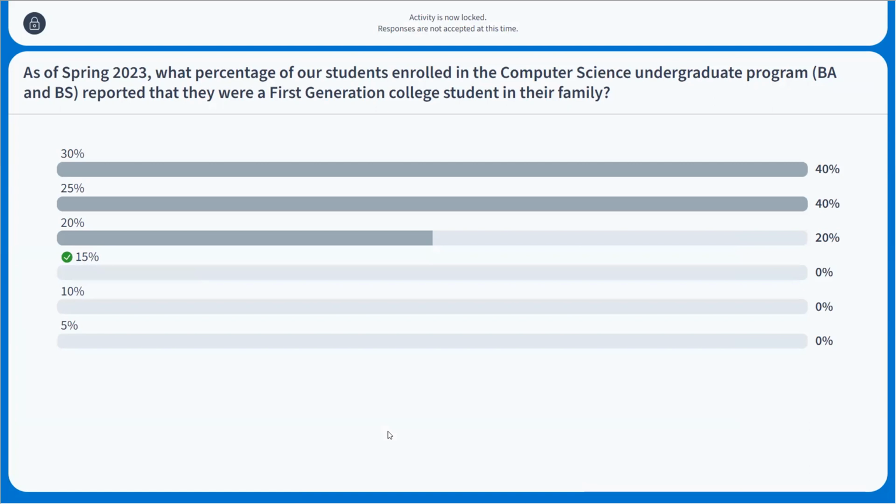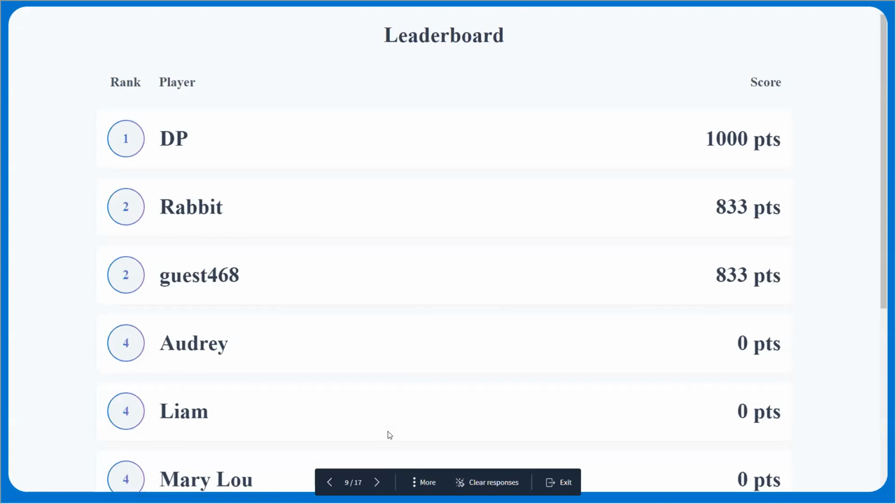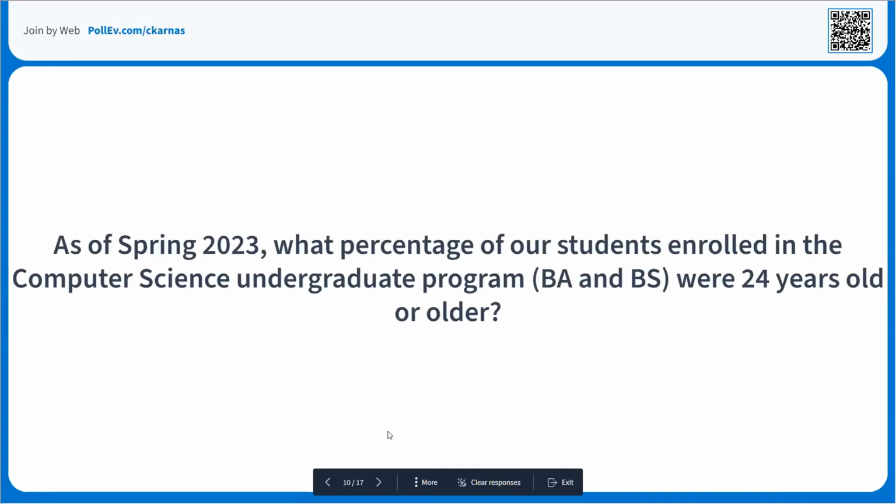So actually these numbers, about 30%, that's more like our Pell Grants. That's a number I have. Our Pell Grants are around the mid 30%, but our first gens are surprisingly low at 15%. And we have DP still at the top with Rabbit next and Guess 463 coming out as number 3. All right, third, we have got 4 questions.